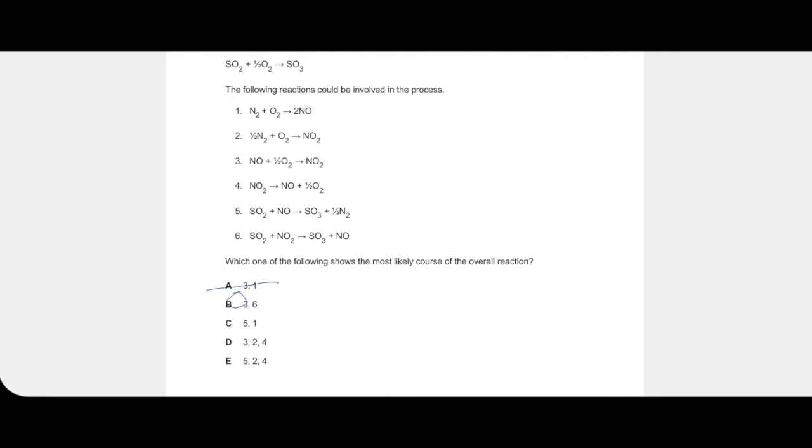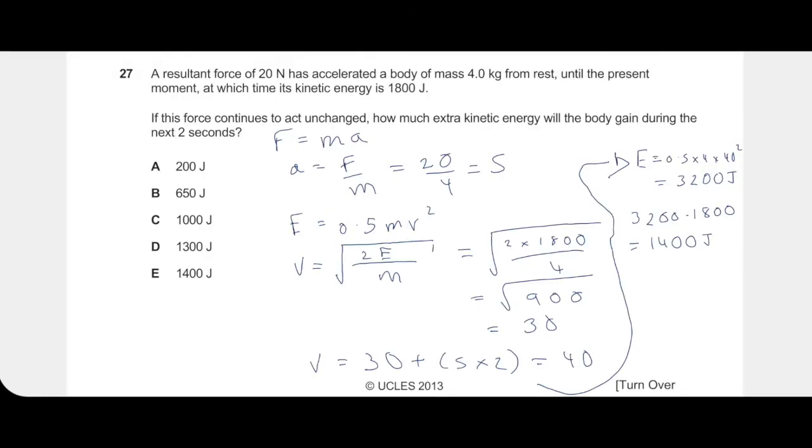Option D is incorrect because reaction 2 requires N2, but no N2 is made in reaction 3. So that's obviously a massive red flag. Option E is incorrect for the exact same reason as C. Reaction 5 uses the catalyst to make the final product. The catalyst in this case is meant to be an intermediate product that is regenerated. It's not meant to be part of the overall equation. So that is question number 26 completed.